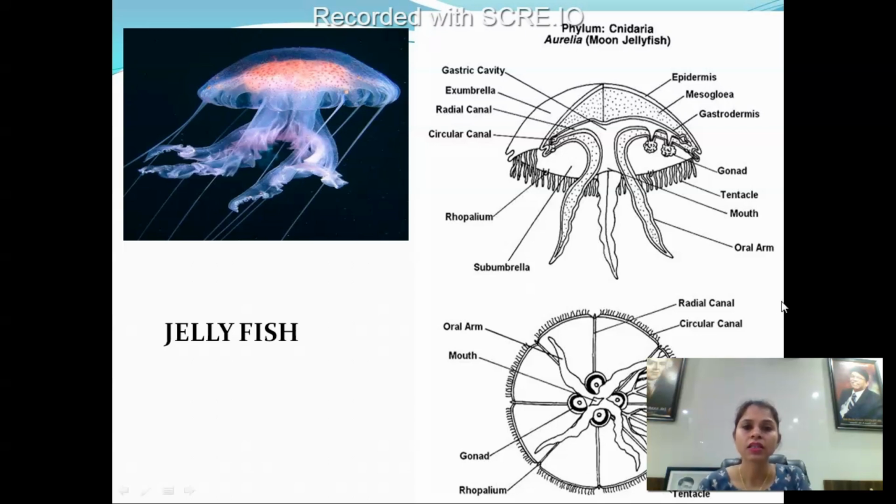See, we saw that the GIT system has developed. Here we see that the epidermis has come into existence. There is a mouth we can see, an anal opening we can see, there are tentacles which help in locomotion, and there are gonads which are coming up. So these gonads, with a mouth, there is an opening, there is an oral arm for locomotion.